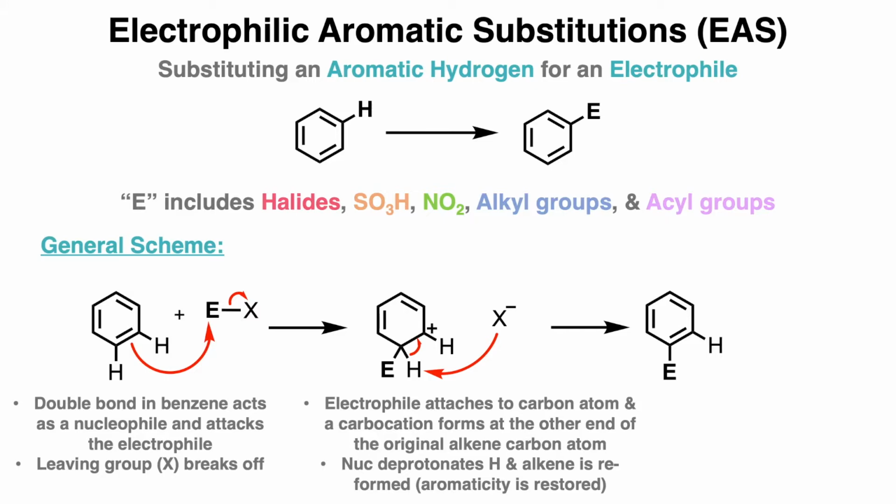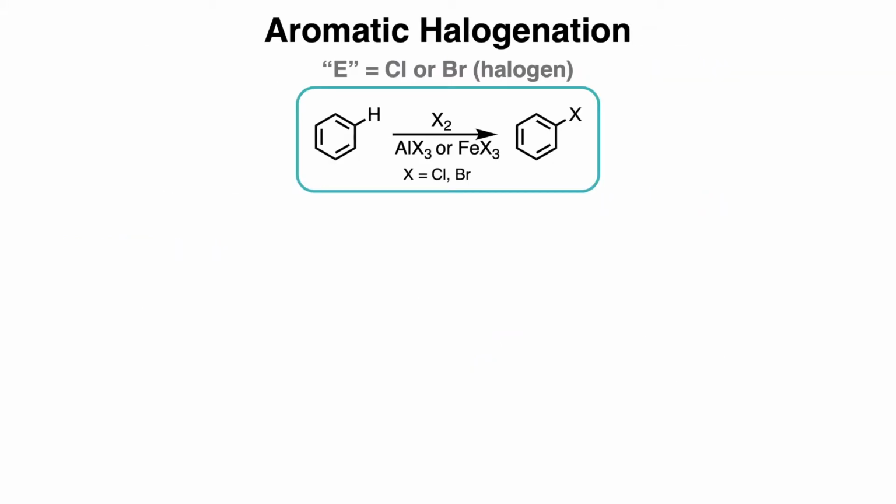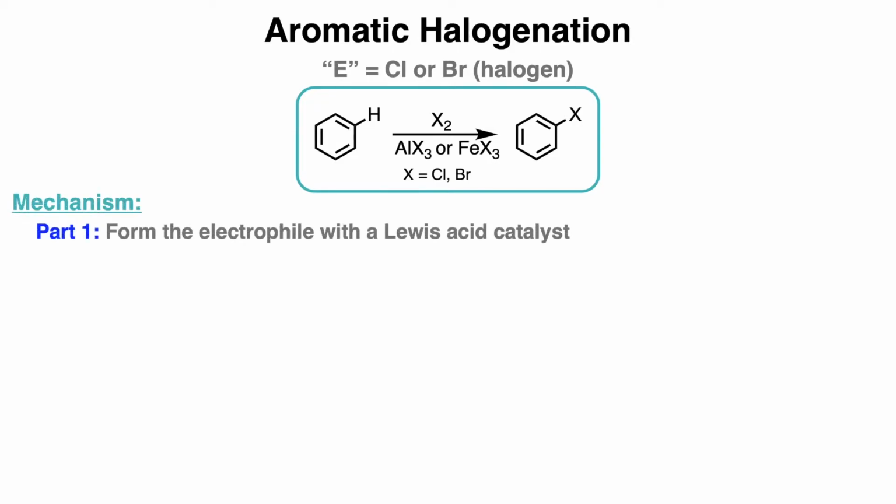Now let's get into the details of each of the 5 EAS reactions we will cover in this video. The first EAS reaction is aromatic halogenation, where E can either be chlorine or bromine in the presence of a Lewis acid catalyst made of either aluminum or iron. The mechanism starts with first forming the electrophile. In this example, we're going to use FeBr3 as our Lewis acid catalyst. One of the bromine atoms in Br2 attacks iron to then form our electrophile.